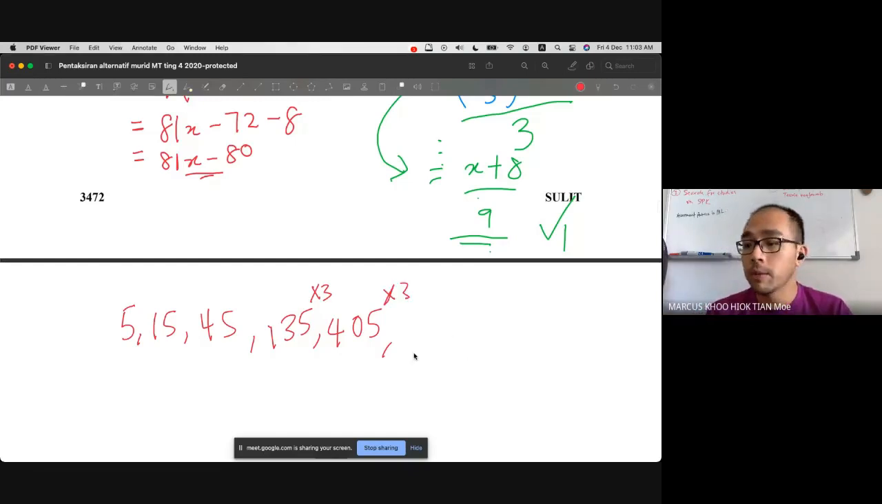Okay, so I'm going to do this manually. 405 times 3 is 1215. Ini yang ke-6. Okay, times 3, 3645. Okay, ini yang ke-7. Times 3, oh, the number is getting bigger.